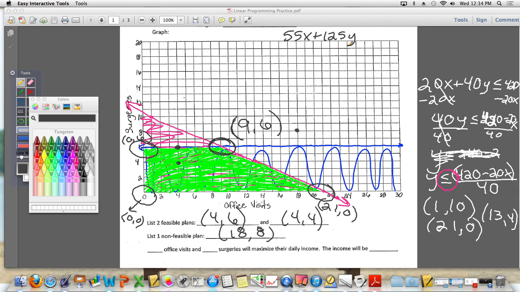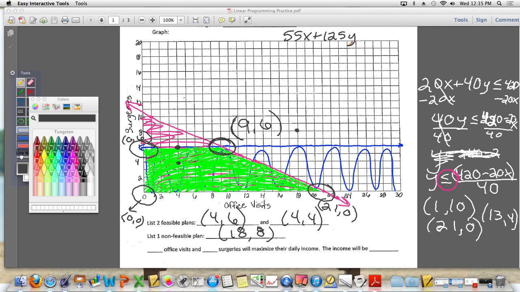We're almost done, you guys. Hang in there. You're doing a great job. This is what you need to do. All of these corners have to be put into that objective function. These are the only places that are going to maximize your profit. And we have to figure out which of those corners will get us the most profit. So, this is what we're going to do. Okay. Let's start with 0, 6.